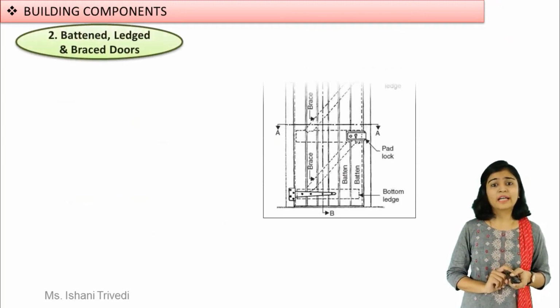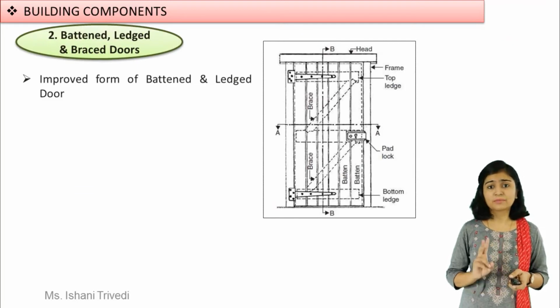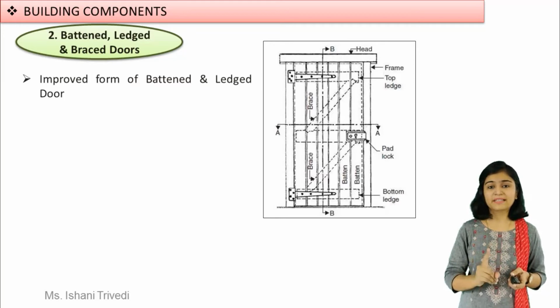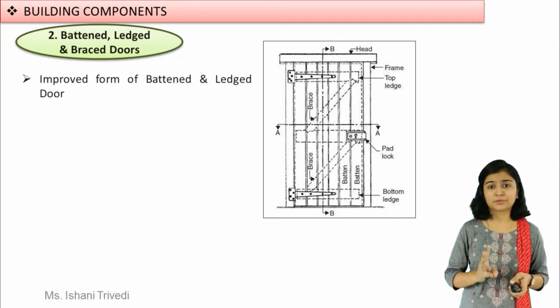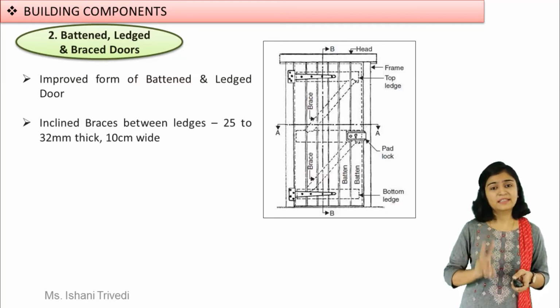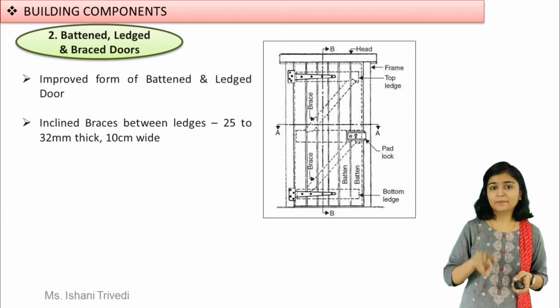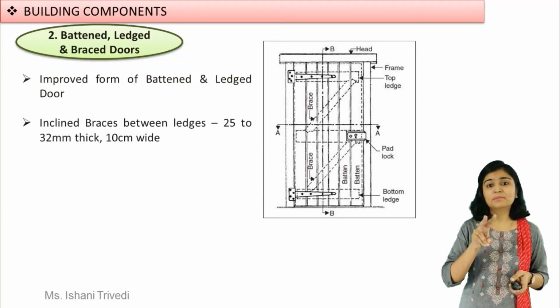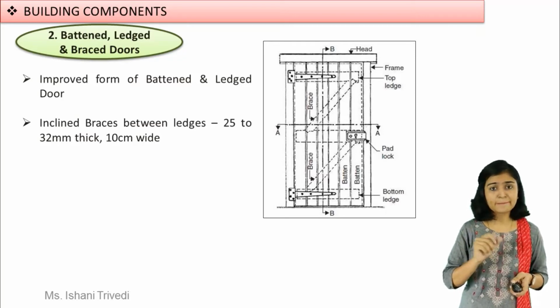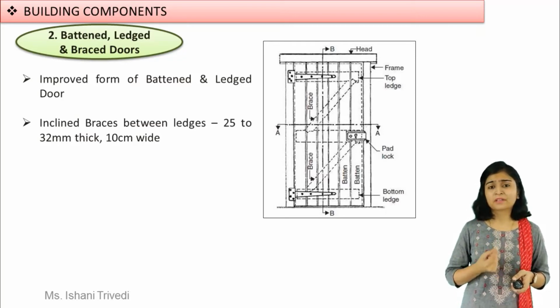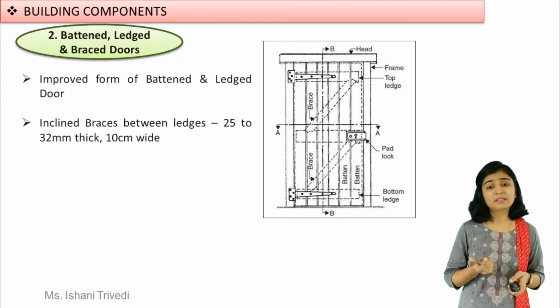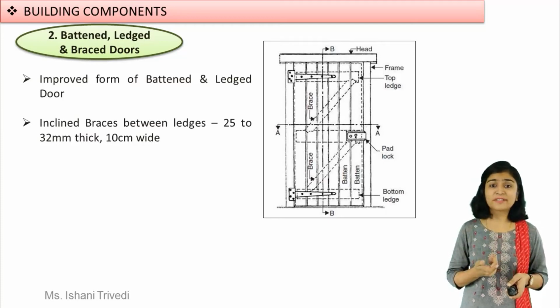Next, now we have battened and ledge door, but there is one difference. You have bracings: battened, ledged and braced door. Now, the battens and ledges will repeat over here. The dimensions, the sizes of the battens and the ledges, the width and the thickness shall remain the same. The range would be the same. Now it is also notable that the dimensions may vary from place to place. So we have to remember in the form of range.